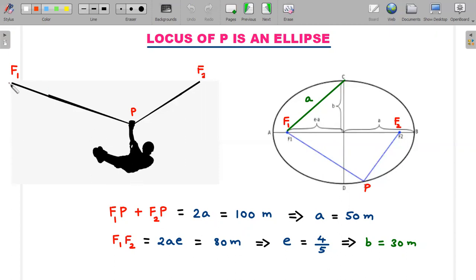Not only that, the distance between the two foci, which is the distance between the river banks, is 80 meters, which is nothing but 2ae, where e is the eccentricity of the ellipse. By that, you'll end up getting e equal to 4 by 5. And using a and e, you should be able to get the semi-minor axis using this small little triangle that you have here. From F1 to this point, it is a, because both these would be equal in length. So this is a, this is b, and therefore this is ae.